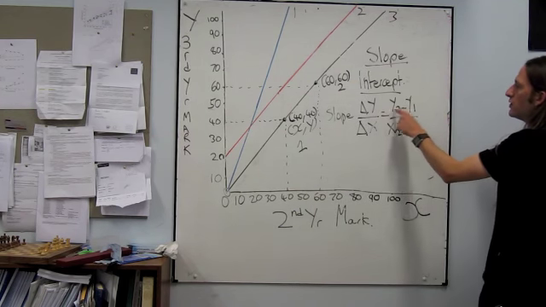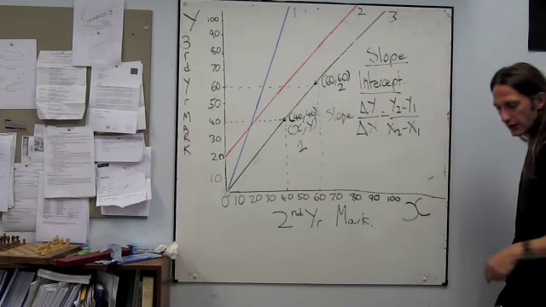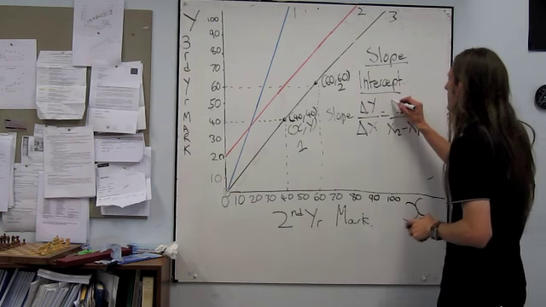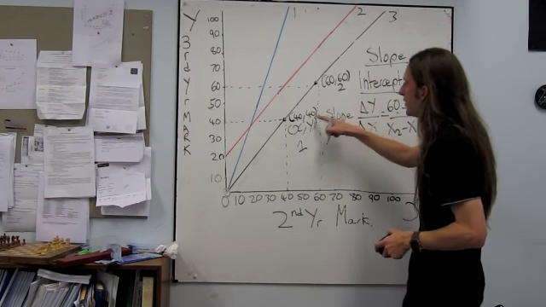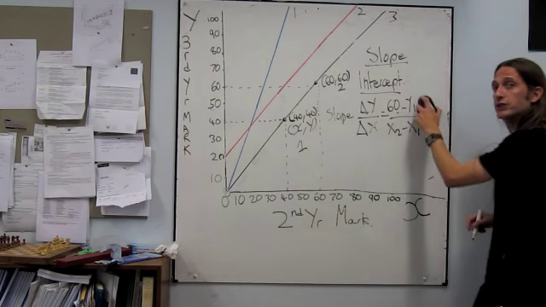Okay, so if we plug our numbers in here, our y at time 2 is equal to 60. Our y at time 1 is equal to 40.